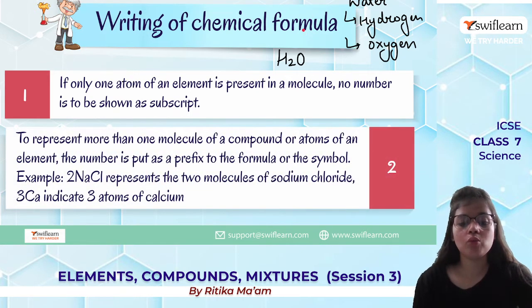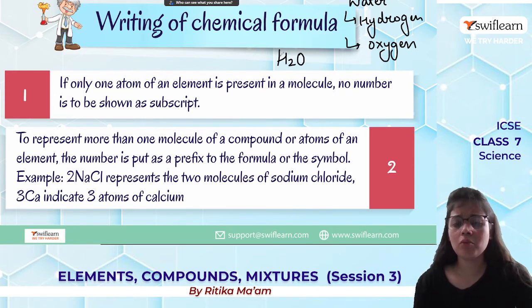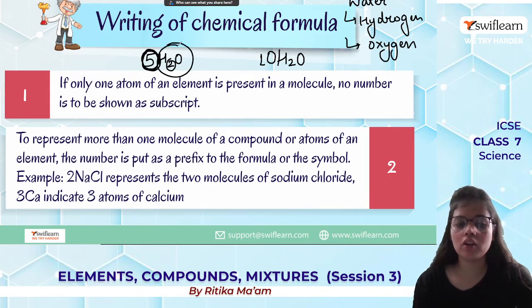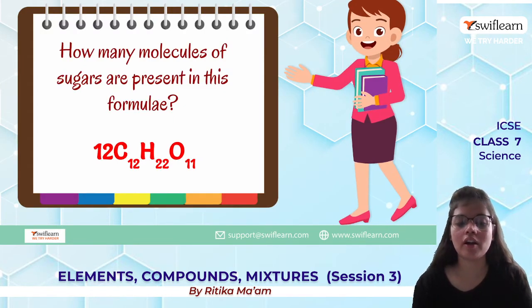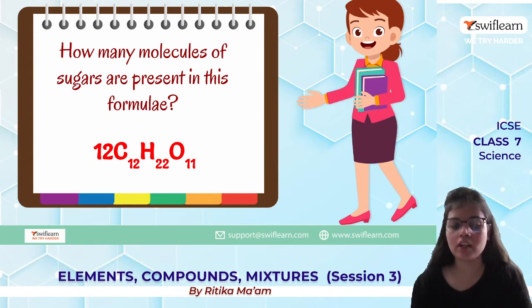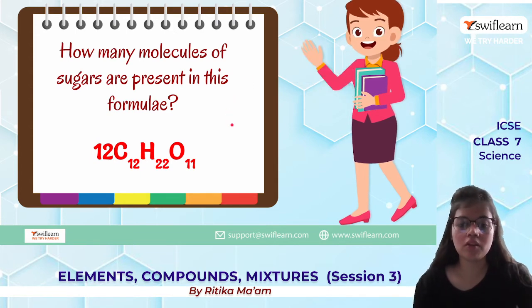To represent more than one molecule of an element or compound, the number is put as a prefix. For example, if I am talking about one molecule of water, it is fine. But if I want to represent 5 molecules of water, I will have to write 5 as a prefix, 5H2O. Don't confuse these: this number is for the whole molecule, and this is the number of atoms in the molecule. So how many molecules of sugar are present in this formula? 12C12H22O11. So it is 12 molecules of sugar.